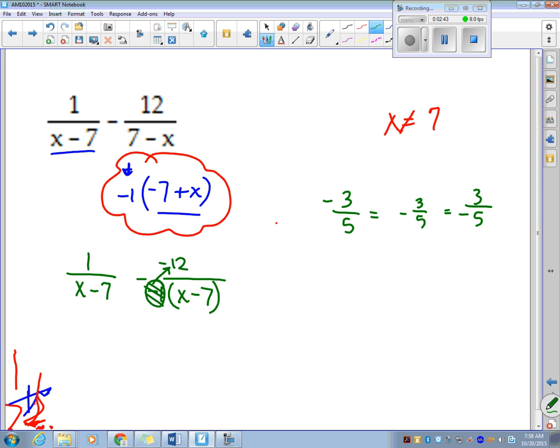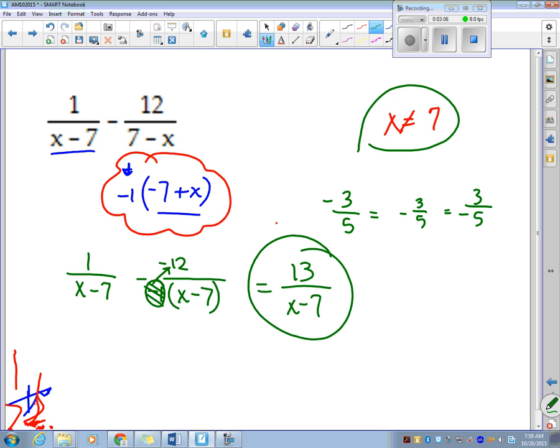What is 1 minus -12? 1 minus -12, isn't that 1 plus 12? So it's 13, very good, Sadika. So that's 13 over x minus 7. And x cannot be 7. So there's my answer.